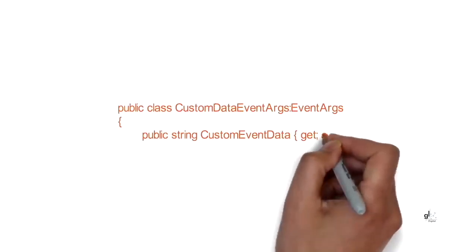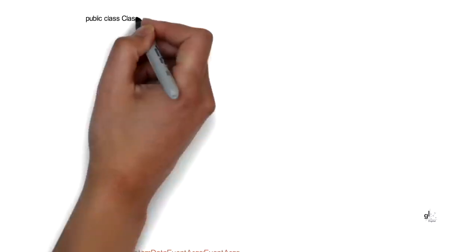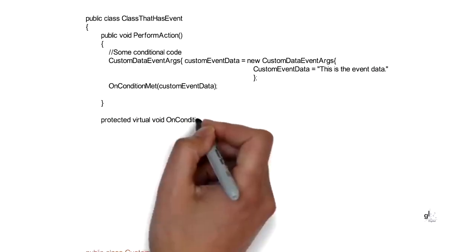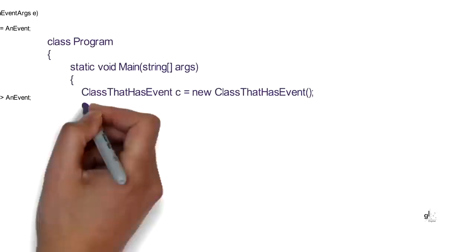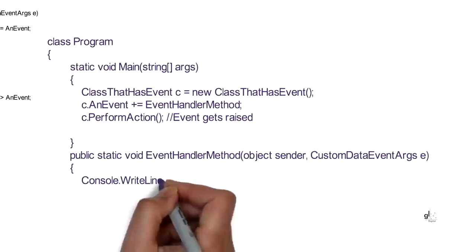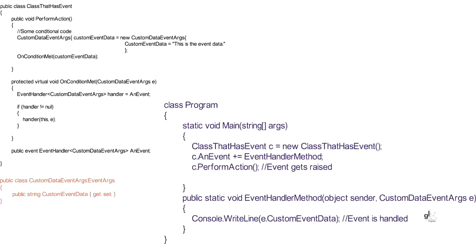Events are special kinds of multicast delegates that can only be invoked from within the class or struct where they are declared. If other classes or structs subscribe to the event, their event handler methods will be called when the class where the delegate has been declared raises the event.